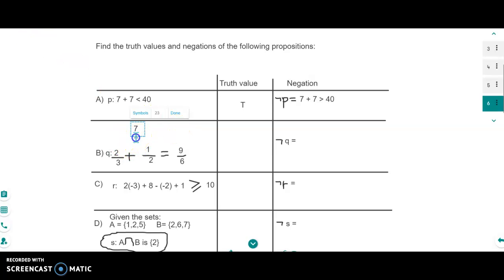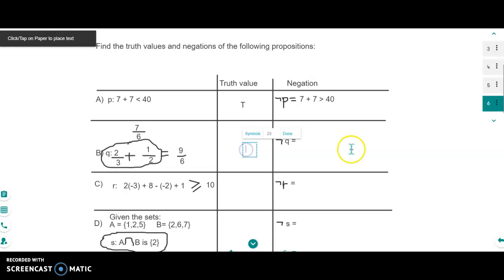So this is the final fraction of this part, and you will see that 7 over 6 is different to 9 over 6. So the truth value: this is not equal to this. So we can say that the truth value is false. So this is false. How can we find the denial of Q, the negation of this sentence?